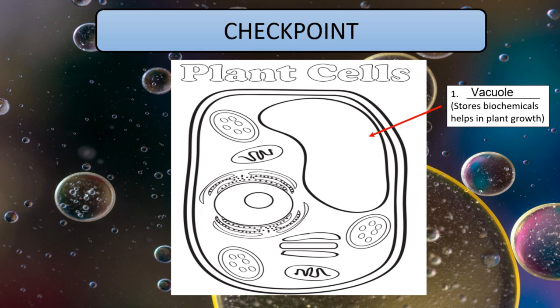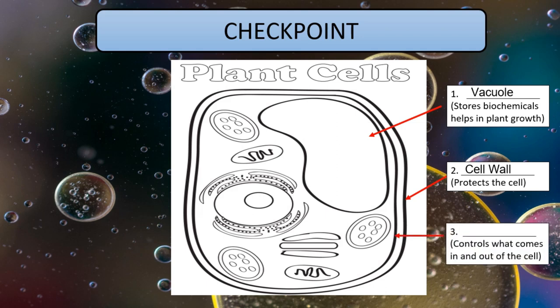Okay, very good. The next part is for the protection of the plant cell. The outer part. Okay, 3 seconds. Okay, very good. It is called the cell wall. For number 3, it controls what comes in and out of the cell. Yes, very good. It is called the cell membrane.